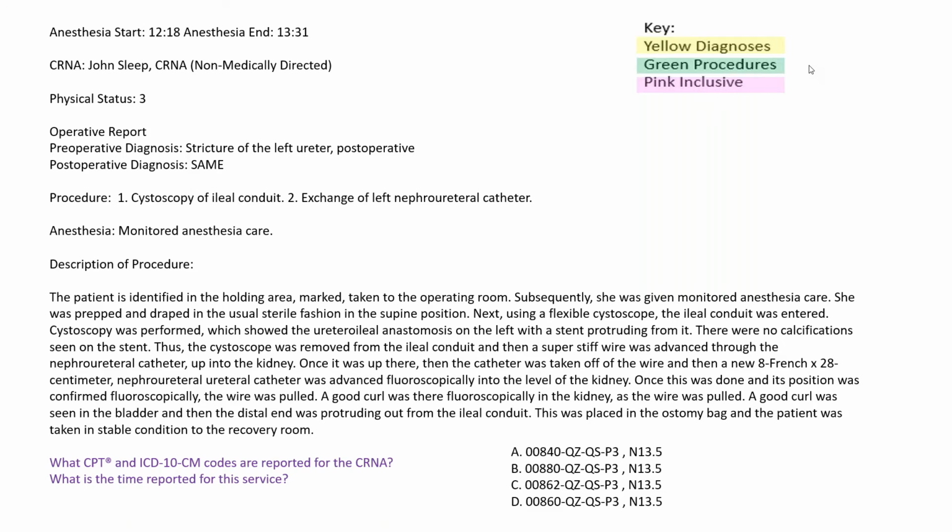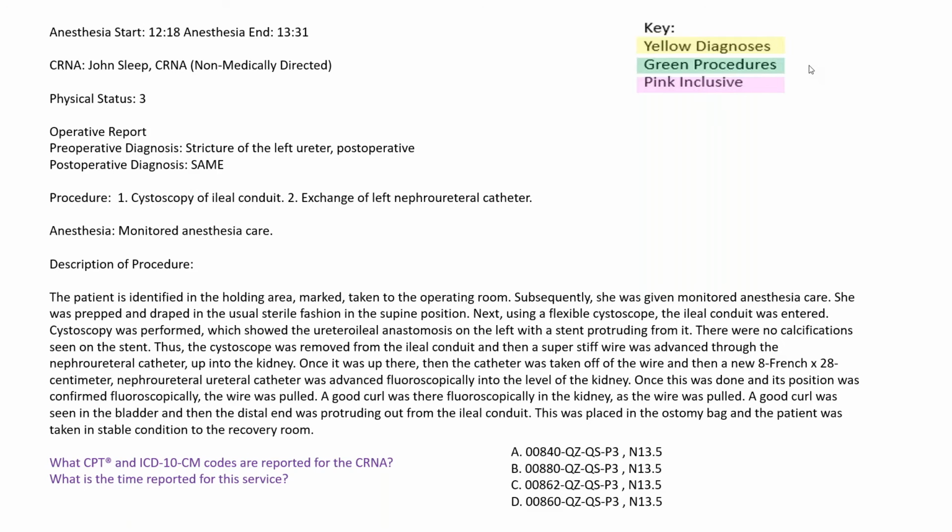Anesthesia start 12:18, anesthesia end 13:31, CRNA John Sleep, CRNA non-medically directed, physical status is 3. Operative report: preoperative diagnosis, stricture of the left ureter; postoperative diagnosis, same. Procedure: 1, cystoscopy of ileoconduit; 2, exchange of left nephroureteral catheter. Anesthesia, monitored anesthesia care. Description of procedure.